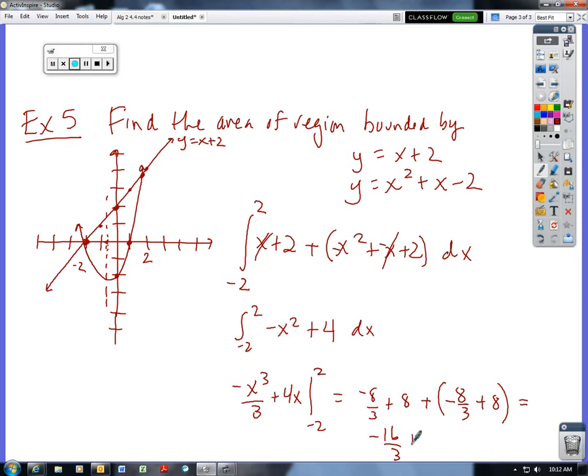8 plus 8 is 16. Now I'm going to get a common denominator of 3. 16 times 3 is 48. So I get negative 16 thirds plus 48 thirds. That's going to be 32 thirds. And that's the area, so it's units squared.